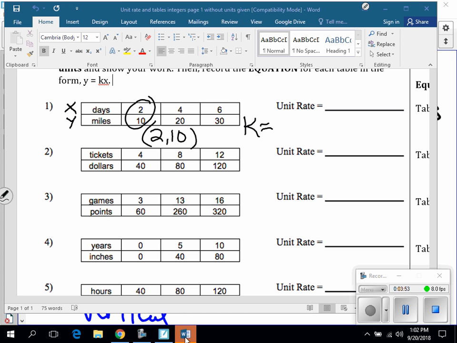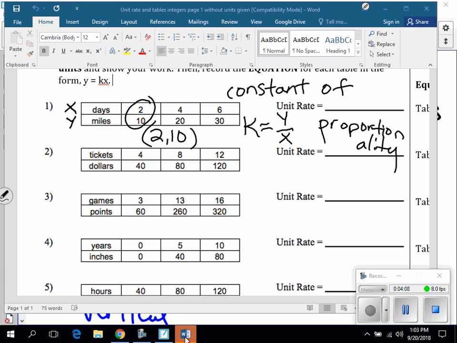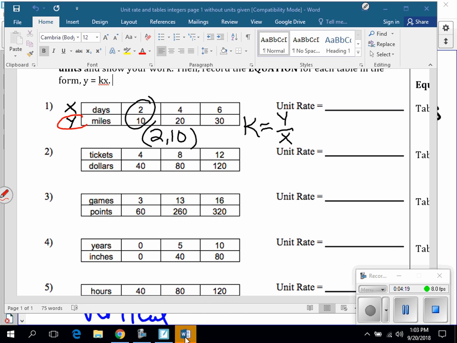Remember, another name for unit rate is constant of proportionality. We haven't talked about that in a while, so I'm going to write that out again. Constant of proportionality, unit rate. You can also use the variable k to represent unit rate. I'm going to fill in the y value first. The y value is the 10. And 10 goes with miles. So you just follow along. I see the 10, I see the miles, I see the y. Those all go together.